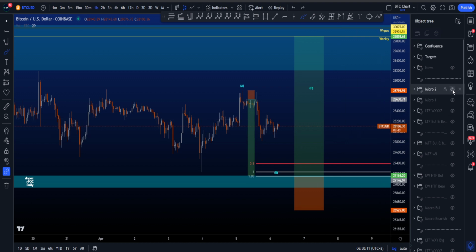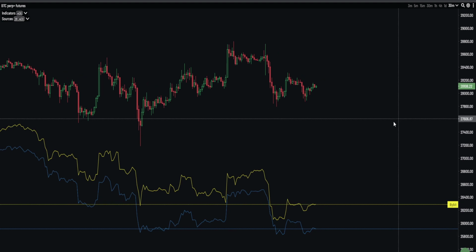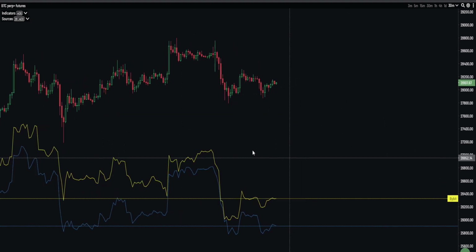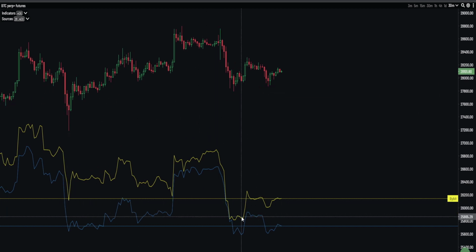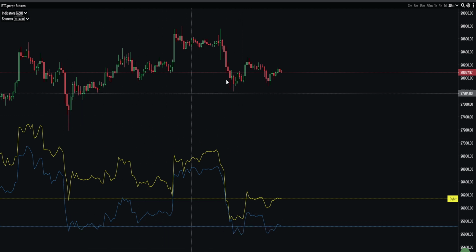This is my alternative scenario for one important reason, and that has to do with also the CVD over here. So if we look at the CVD, market buys, market sells, what you can see at the moment is price is making a higher high here on the chart, but the yellow line has made a lower low on the chart, which is a bullish divergence. And also the blue line over here, the CVD in blue, also made a lower low while price is making a higher low. So both have bullish divergences going on.